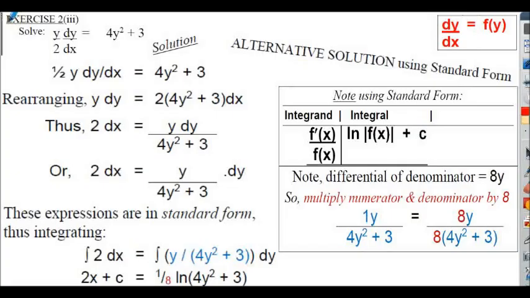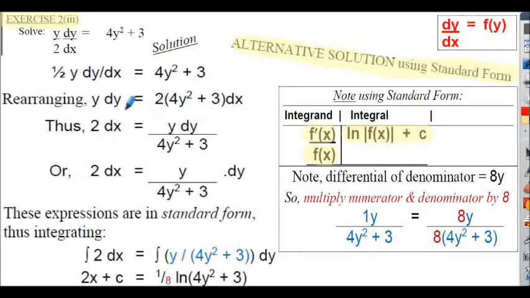However, I will show you another solution for exercise 2, part 3. It's essentially an alternative solution using the standard form: function dash x divided by function of x integrates to ln of function of x plus c. The question essentially commences in the same way as before, so I've rearranged to get the x's onto one side and the y's on the other, but in this solution I've actually multiplied throughout by 2 to remove the half.